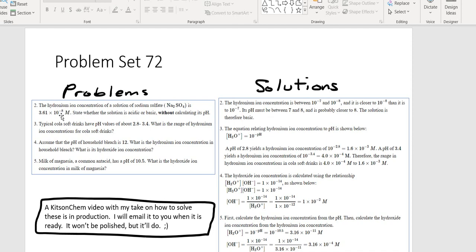So basically what you're going to do is look at that exponent, and if it's above 7, it's probably basic. If it's below 7, it's probably acidic.